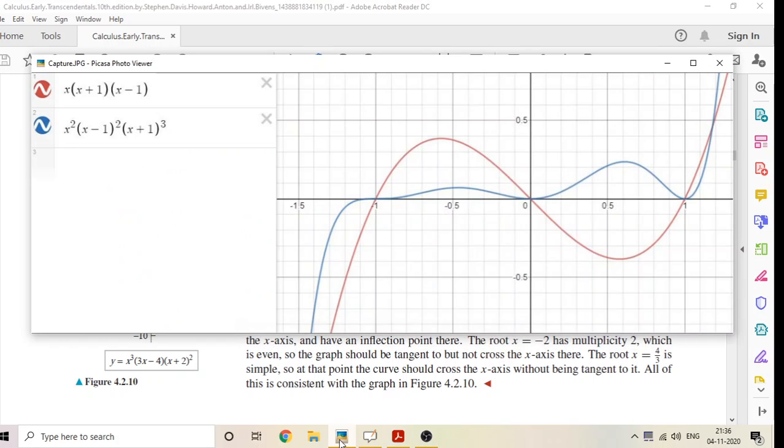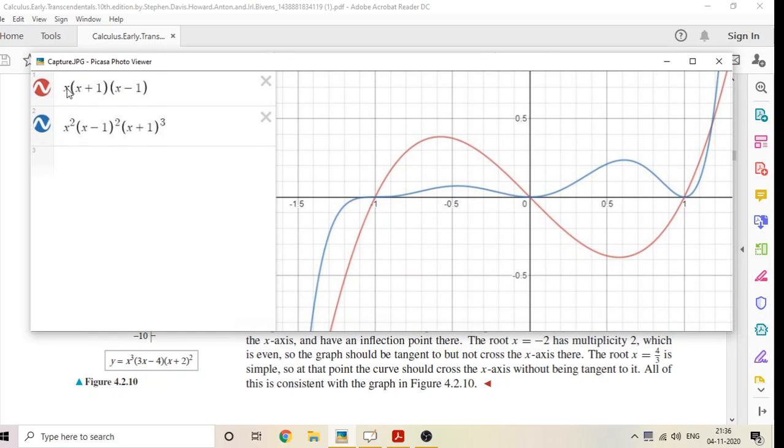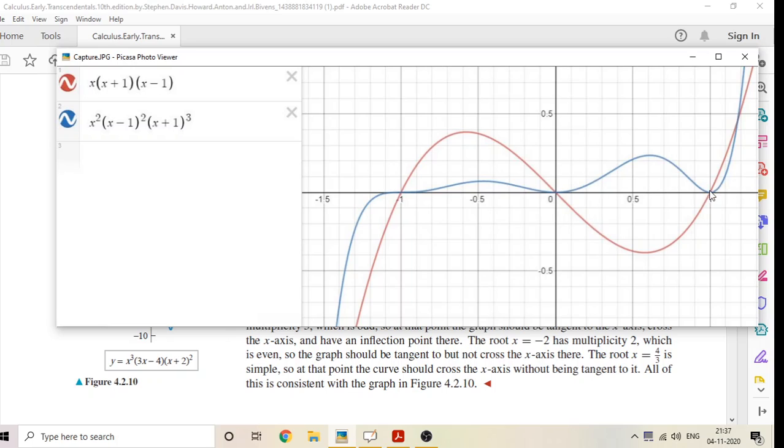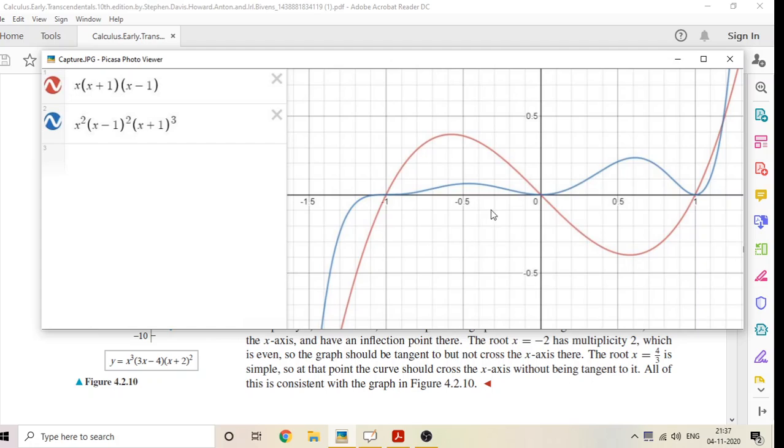A few more examples. If you have a curve like this, the red color curve, that is x into (x plus 1) into (x minus 1), then x equal to 0, 1 and minus 1 are the roots, all simple roots. At every simple root the curve will cross the x-axis. If we take the tangent, the tangent is not the x-axis. At these points the x-axis is not the tangent. So that will be the shape of the graph.